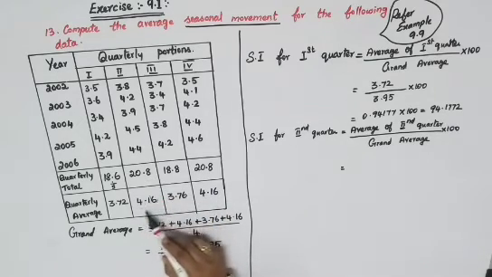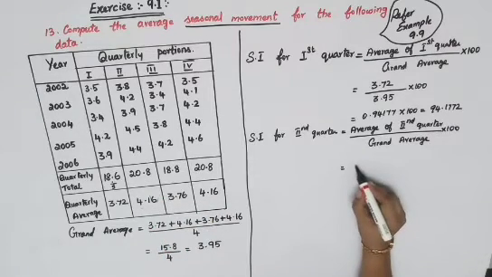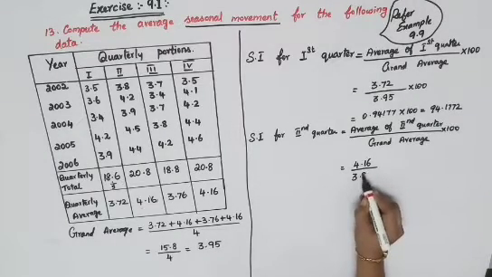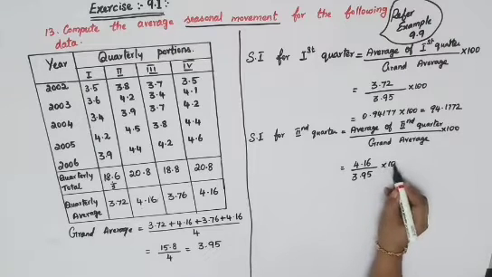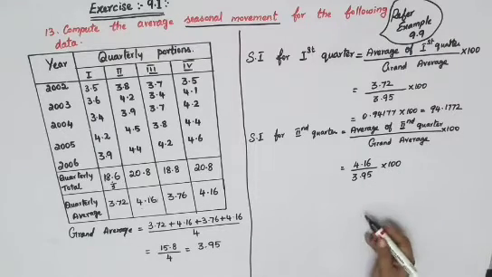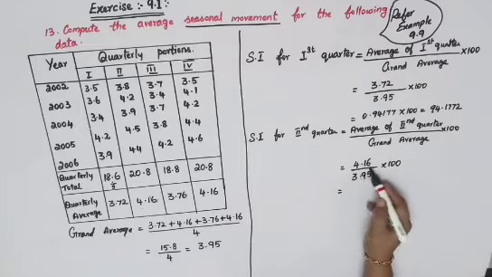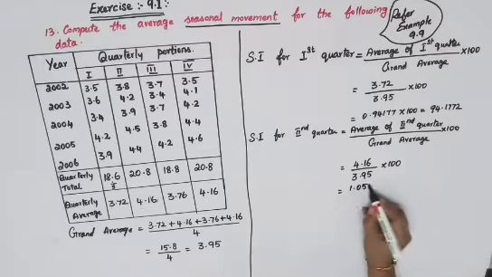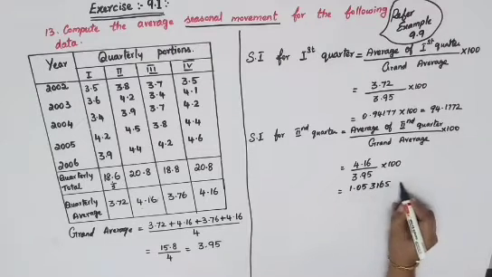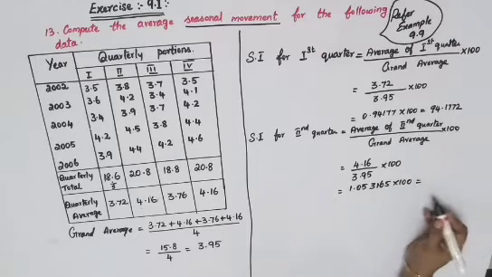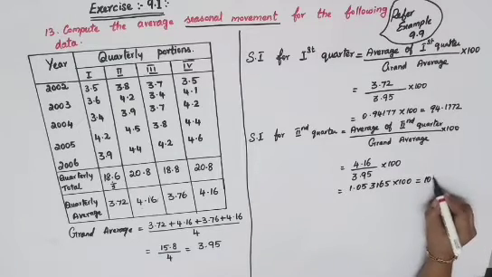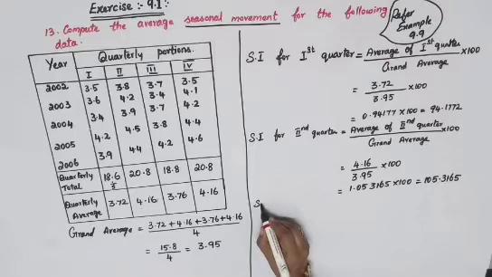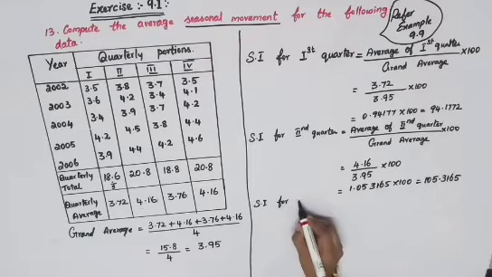So straight to second quarter, the answer is 4.16. So 4.16 divided by grand average 3.95 into 100. Only your numerator will be changing, the denominator and this 100 are the same. So dividing 4.16 divided by 3.95, you will get your answer as 1.053165 into 100. So multiplying by 100, your final answer will be 105.3165.